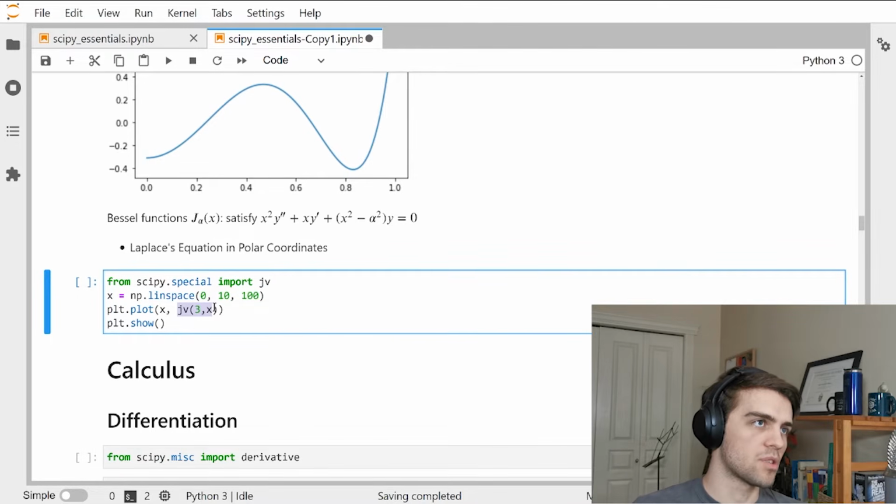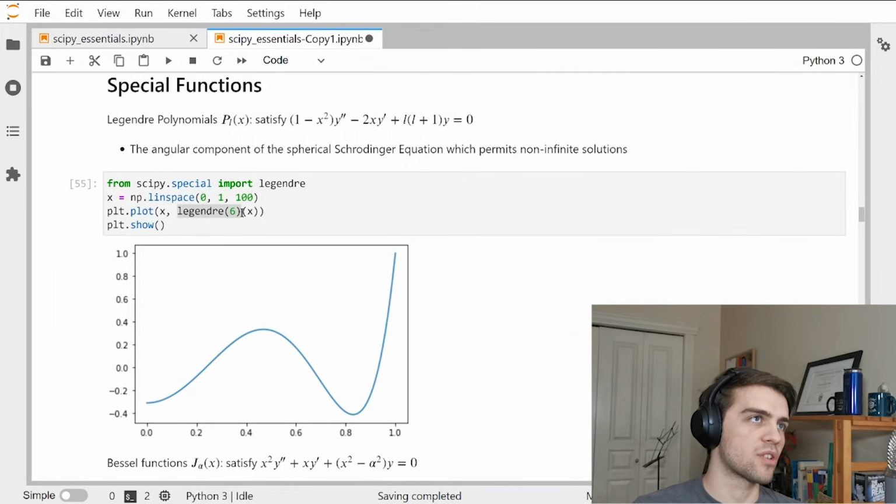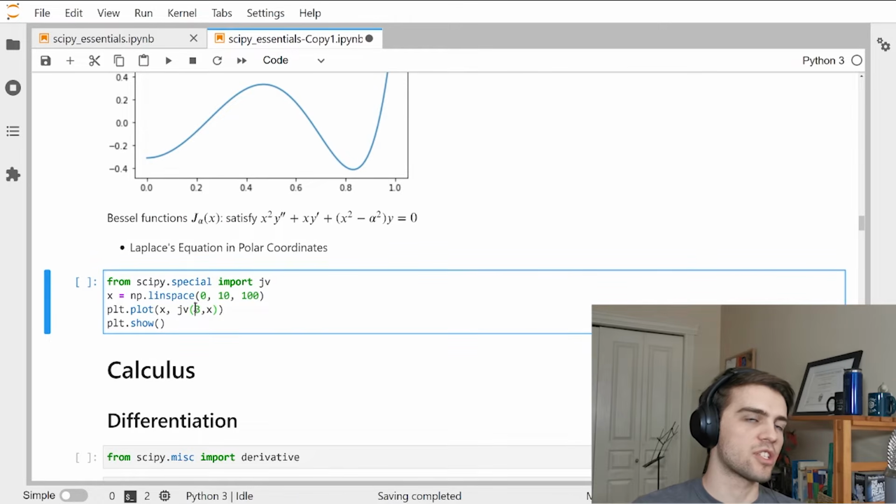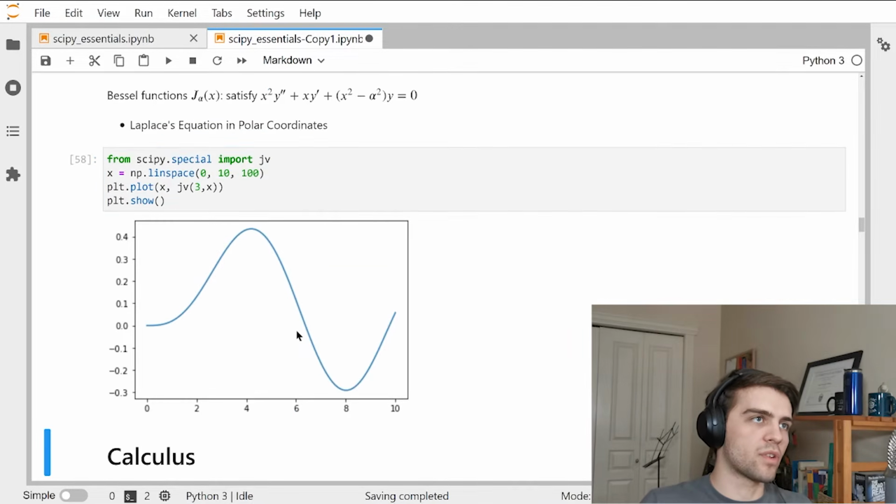And then I can plot it. So unlike before where I gave Legendre 6x, every function is a little bit different, and you probably have to look into that a bit. Here I give it 3, so 3 is the value of alpha, and then comma x is just my array of x values. And I can plot this function, of course, which is a function of x. And this is what my Bessel function looks like.